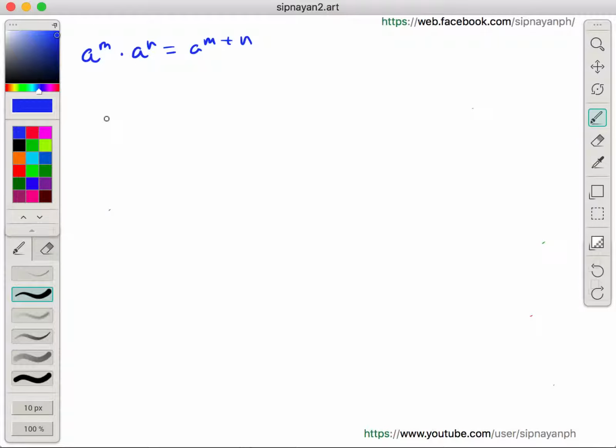So may mga examples na tayong binigay sa previous video, kaya mas maganda umpisahan nyo siguro yung series, kasi hindi natin ma-explain dito kung ano yung mga pinanggalingan nitong ating law na ito. This is called the product law or the product rule.